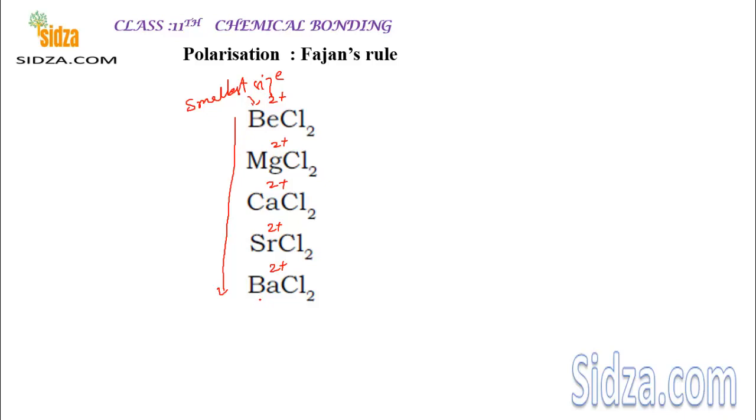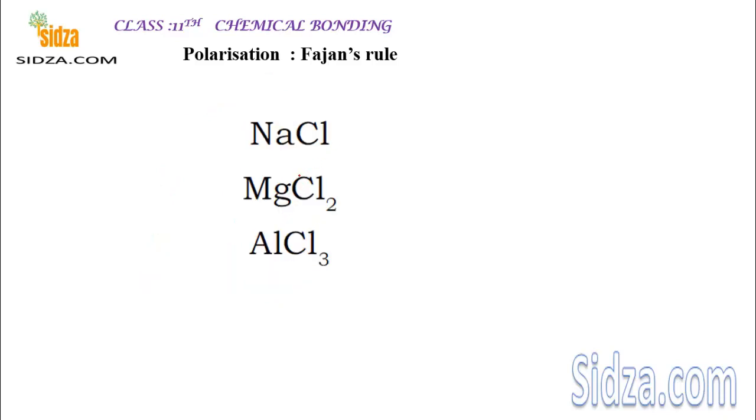That means the covalent character also decreases there. So you can say if you go down the group, the covalent character decreases. The reason is simple: the polarizing power of the cation is decreasing down the group.